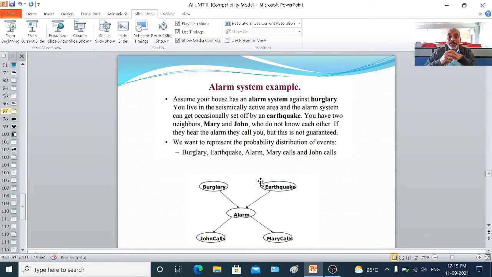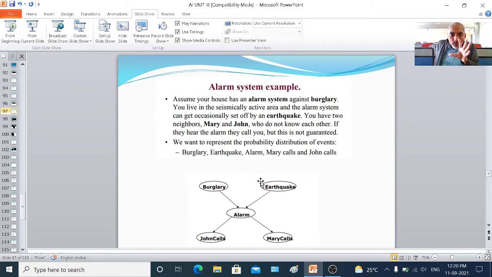Similarly, when you are talking about the other person, John, his problem is that he has a habit of playing his music system. If he has put the music system on very loudly in his home, he cannot hear the alarm if it rings. So if the alarm in your home is ringing because of either the earthquake or a robbery, and John's music system is on, he cannot hear the alarm and he cannot make a call. So there is no complete guarantee that these two people will call and tell you the alarm is ringing.